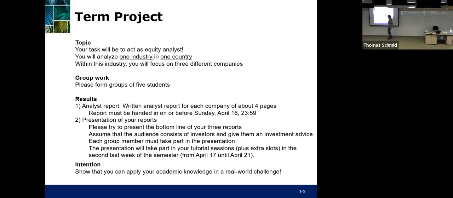If I say groups of 5, then I actually mean 5. This is a strict 5, not 4, not 6, not 7, not 3, not 8. It's literally 5. And you can form groups across subclasses. I don't care if you're in this subclass, or in the Friday afternoon subclass, or the Thursday afternoon subclass. If your friends are in another subclass, you are free to even form a group with them. Of course, only in my subclasses and not in Alex's subclasses, because they have a different term project.